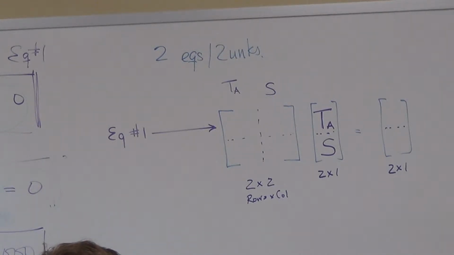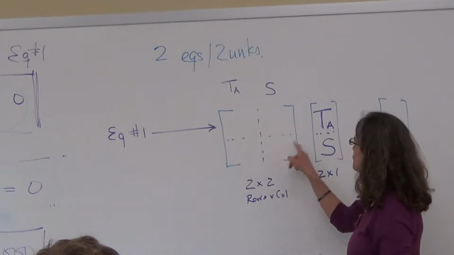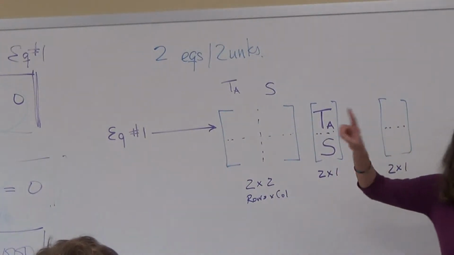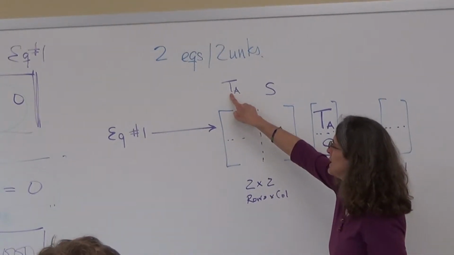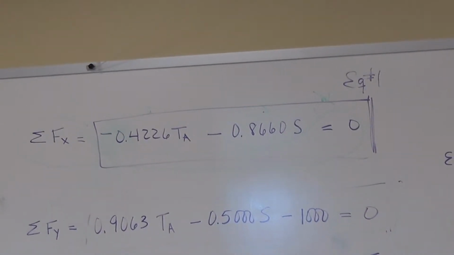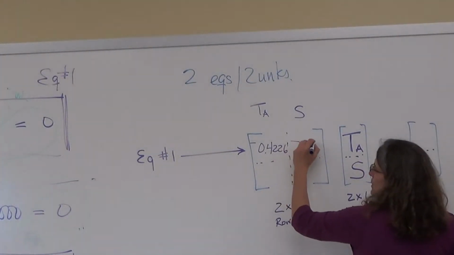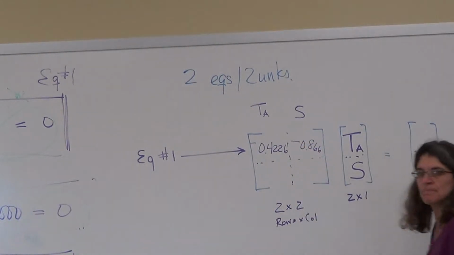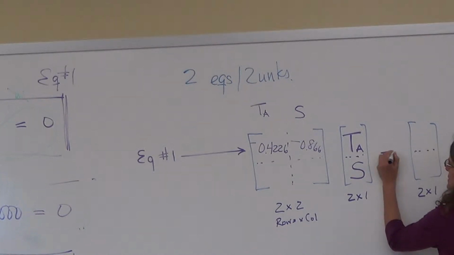So look up when you're finished writing. What goes in here are the coefficients in front of these variables. So watch me for a minute. For equation 1, what coefficient gets multiplied by TA and what coefficient gets multiplied by S? So TA's coefficient is negative 0.4226. And this one is negative 0.866. And here's our equal sign. Everybody sees this?